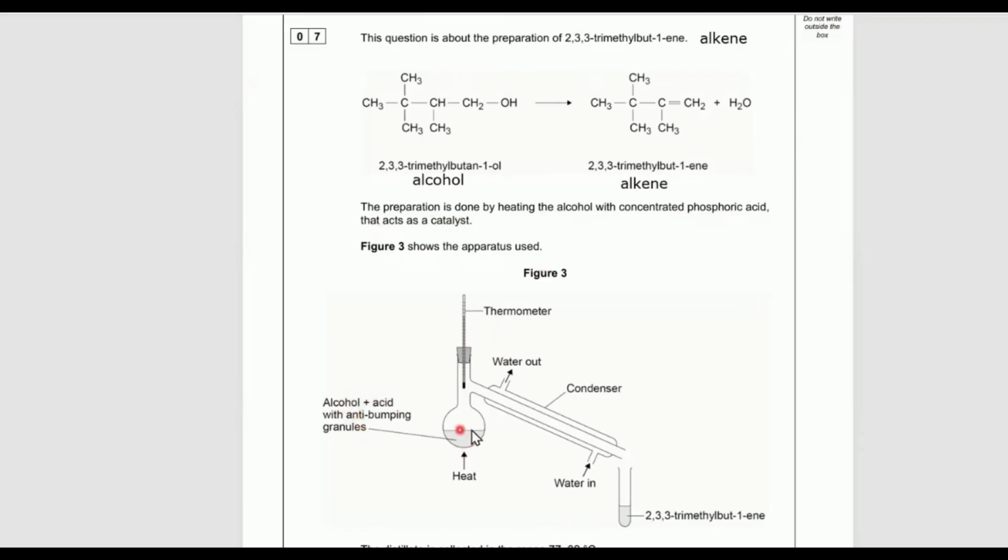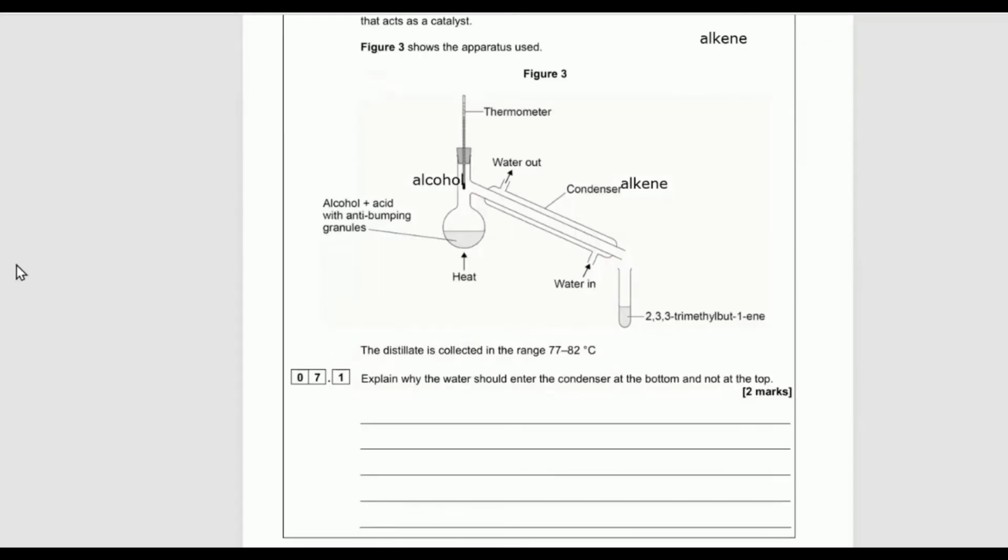Now we've got the distillation equipment. So how we separate out our reactant from our product. We've got the alcohol and the phosphoric acid and anti-bumping granules in here. And we've got water in at the bottom, water out at the top, and we've got the Liebig condenser there. And of course, the vapors condense down there to form 2,3,3-trimethylbutene. The distillate's collected in the range of 77 to 82. And the question is, explain why the water should enter the condenser at the bottom and not at the top. So let's take a close look at this diagram.